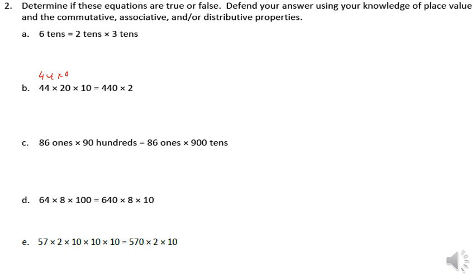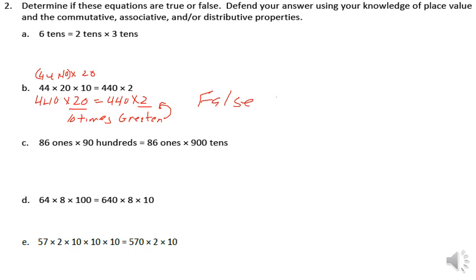So I'm going to change this around to where I have 44 times 10 times 20. And that allows me to multiply 44 times 10, which gives me 440 times 20, which equals 440 times 2. And I don't have to go any further than that, because I can see already that this side's going to be 10 times greater than this side here. So this would be a false statement.